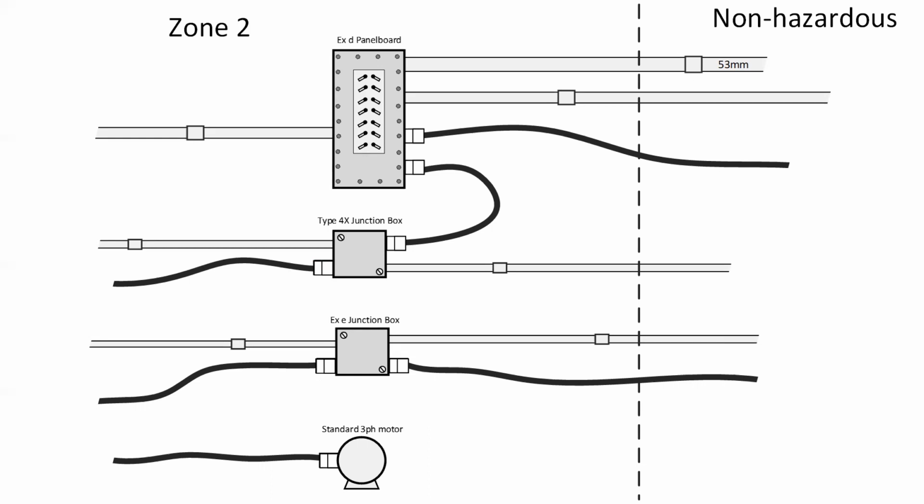Now, the EXD panel board is indeed explosion-proof, and it is the only explosion-proof enclosure in the diagram. That means that these three conduits which enter into the panel board are required to have explosion-rated seals within the 450 millimeter distance if these were factory-made threaded entries.